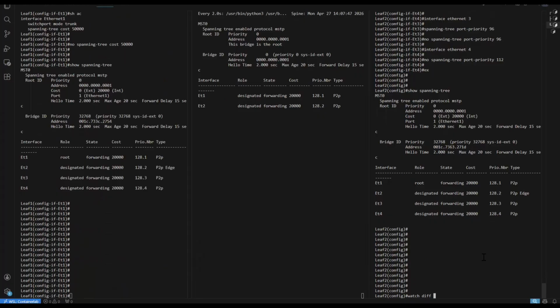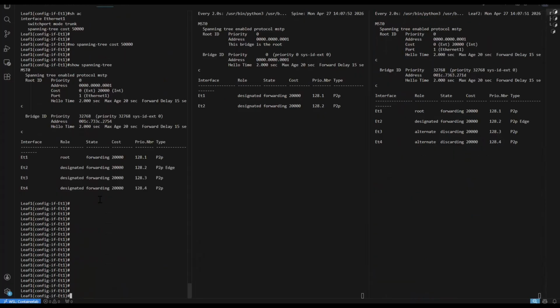Now ET3 and ET4 have become designated and ET1 has become the root port. Okay, so now the next test case will be designated port election, or we can say selection.